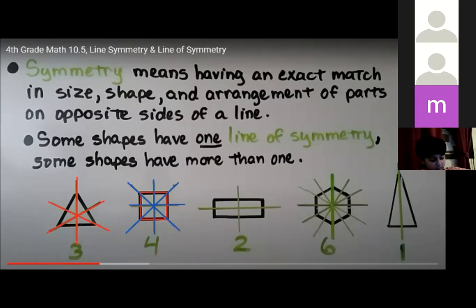Okay. Danny, can you tell me what is the next shape? The next shape, it's a pentagon. Oh, 6 sides. Hexagon. How many lines of symmetry for the hexagon? 6. Of course, 6. And then the last one, a tall triangle.